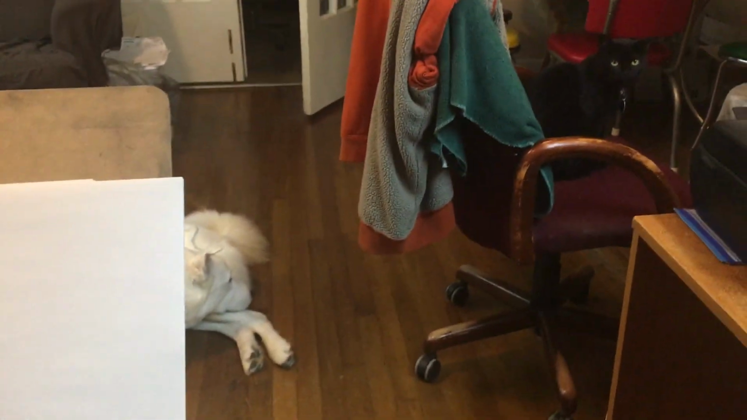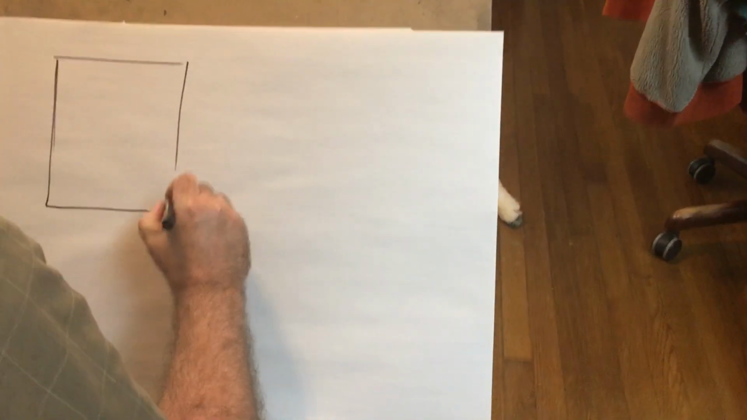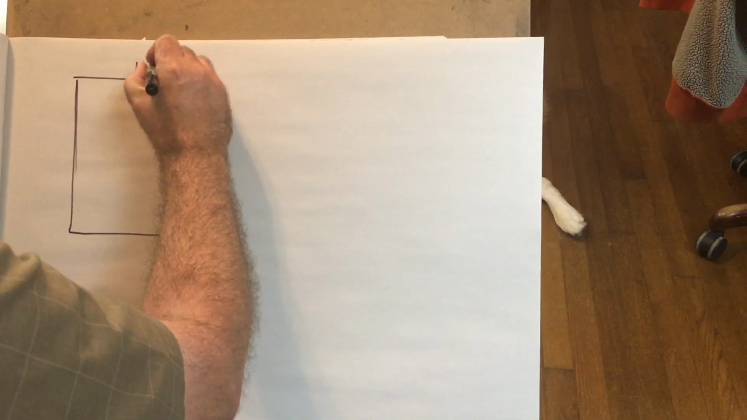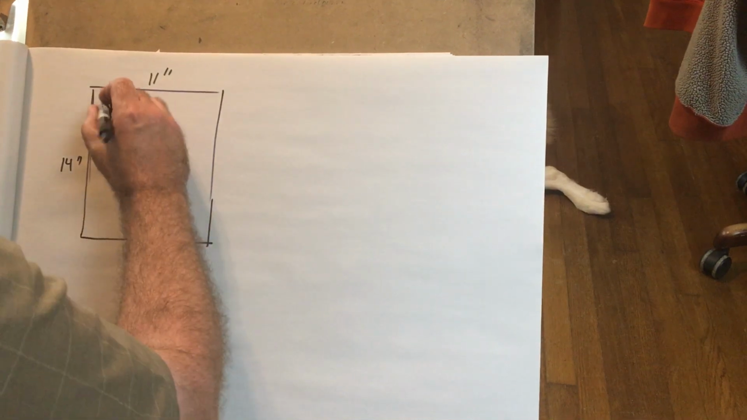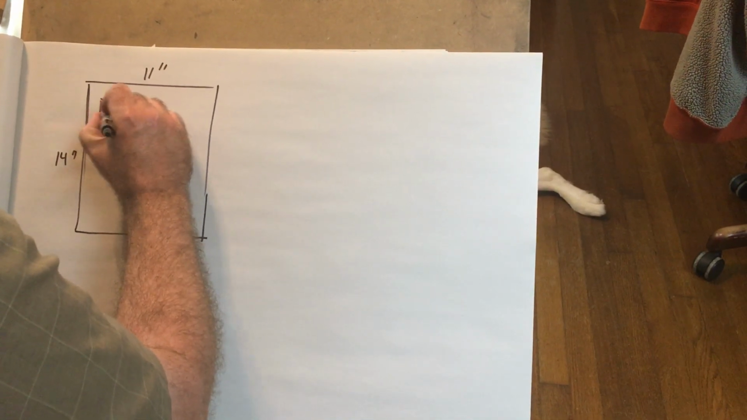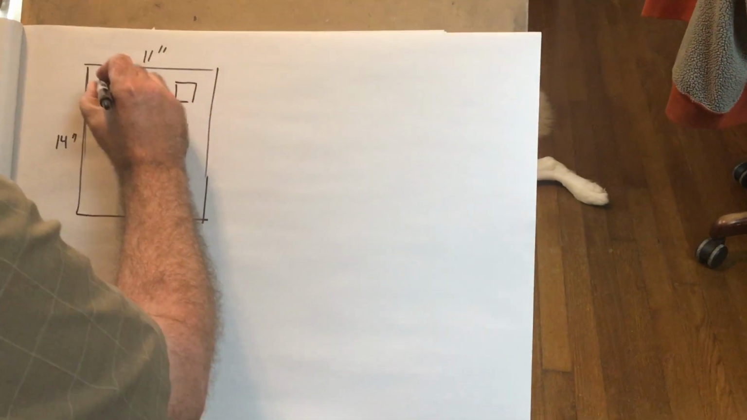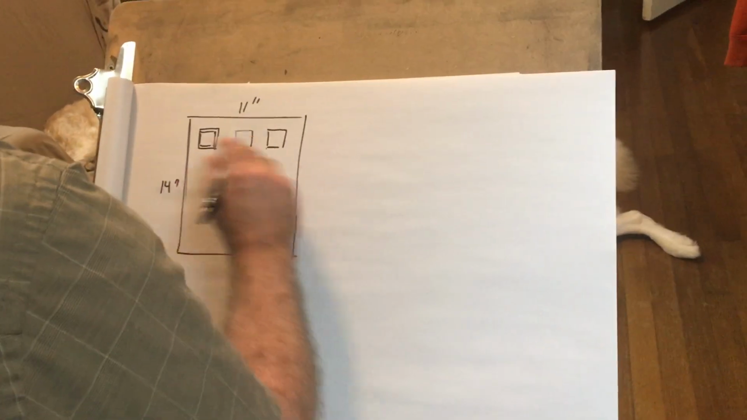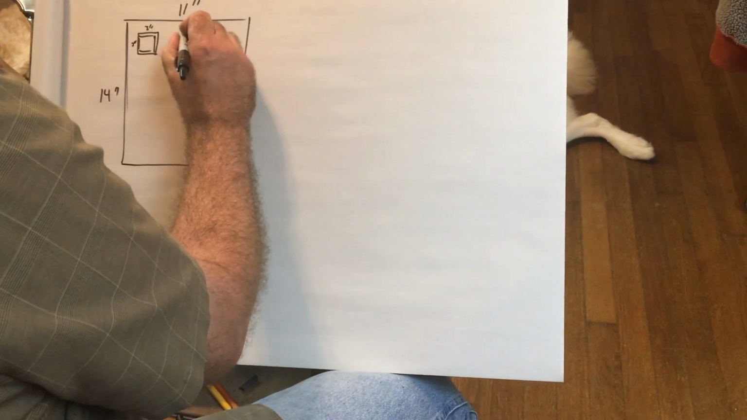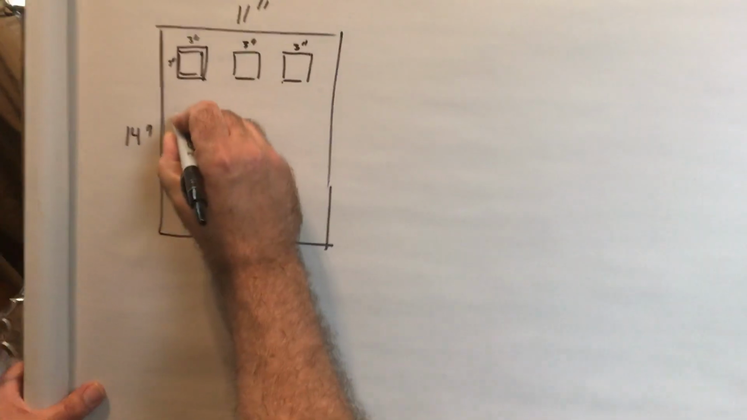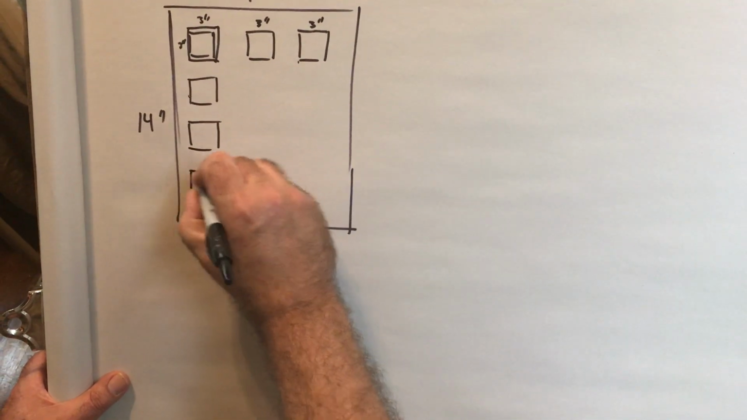The homework is on an 11 by 14 inch piece of Bristol board, and you have a grid of 3 by 4. This one's going to be a little bit bigger. 3 by 4, and these are 3-inch boxes.